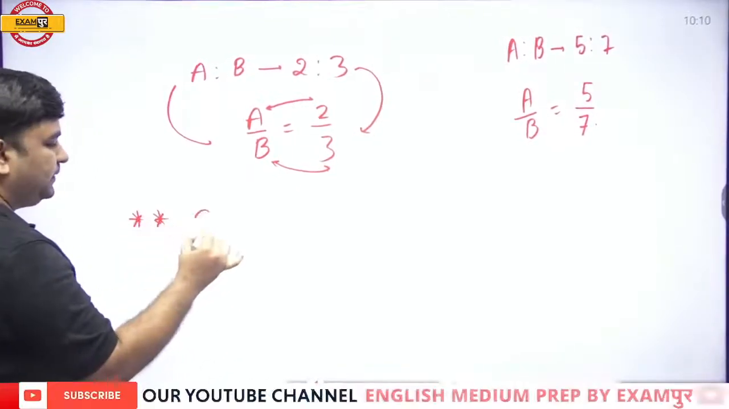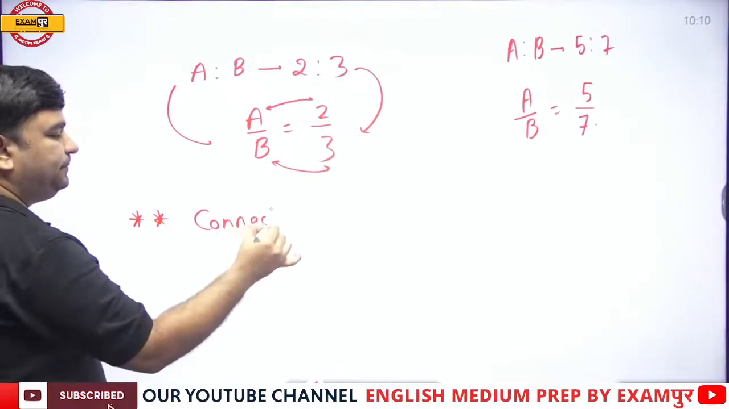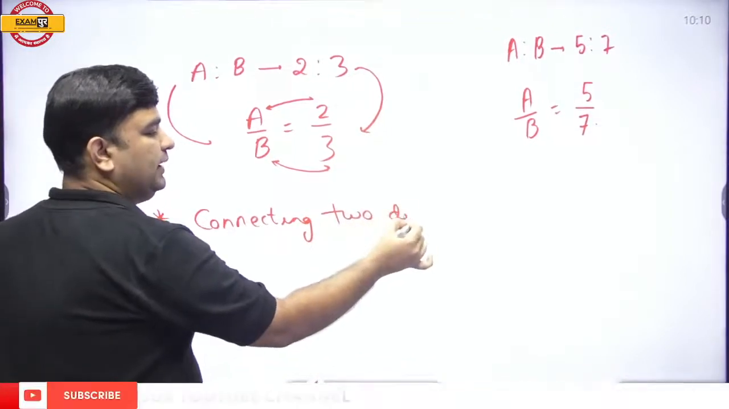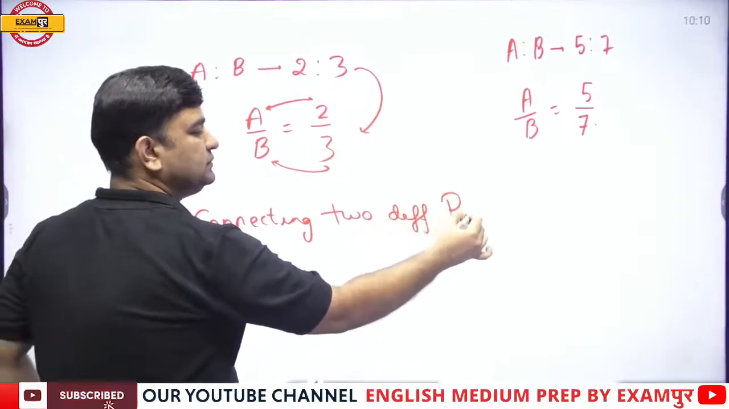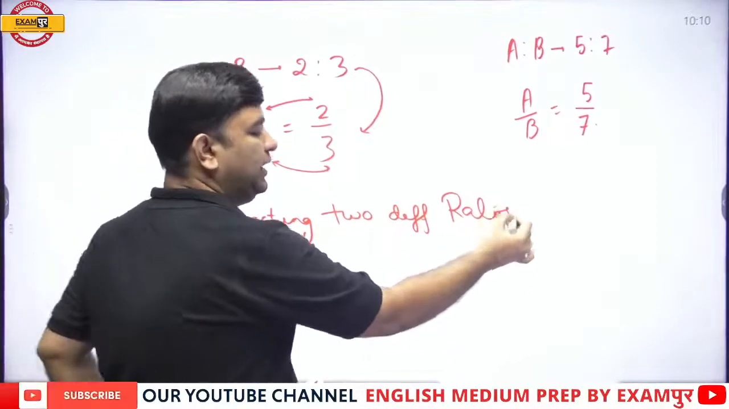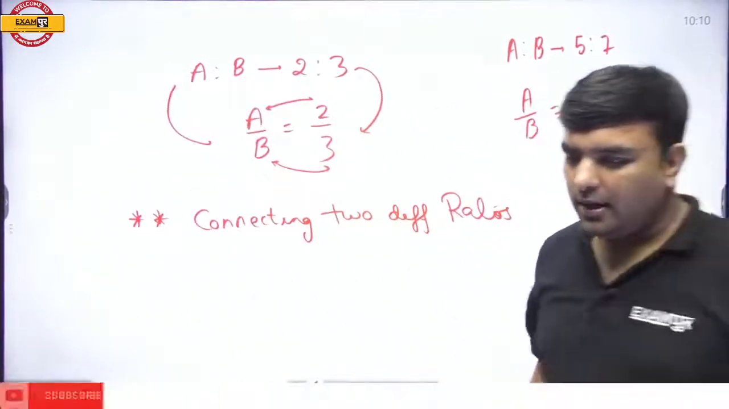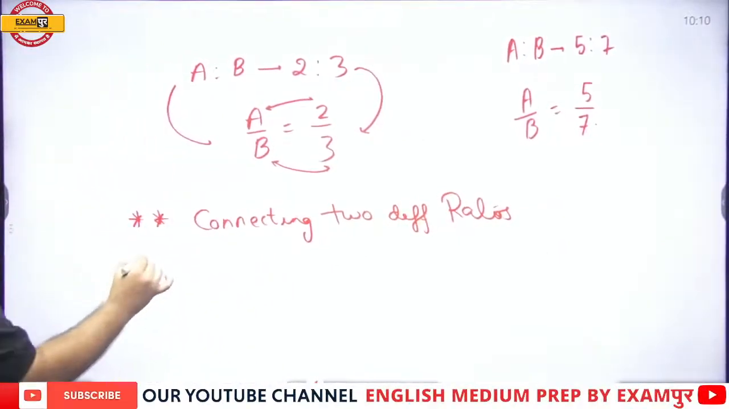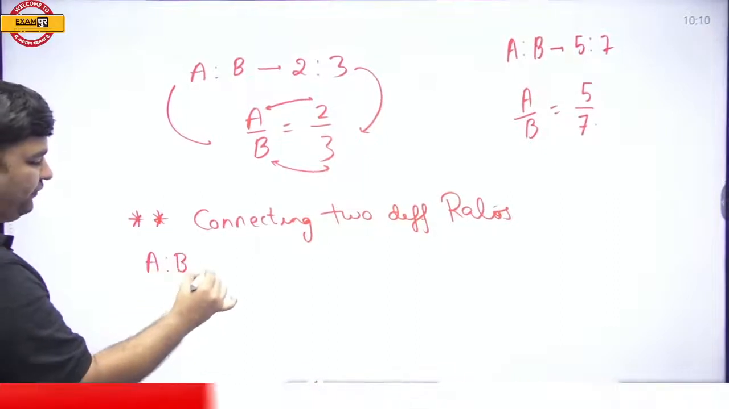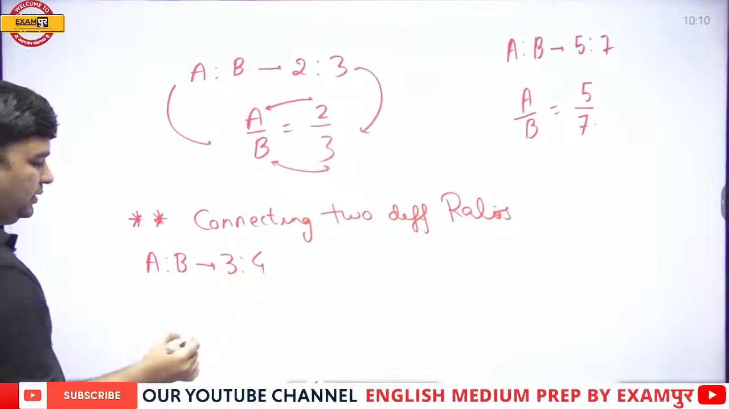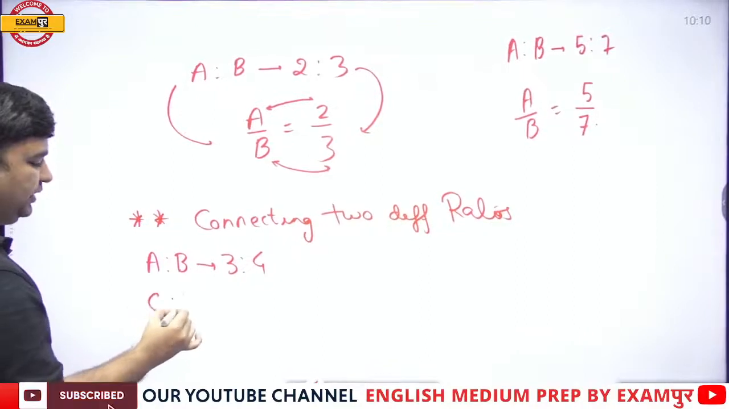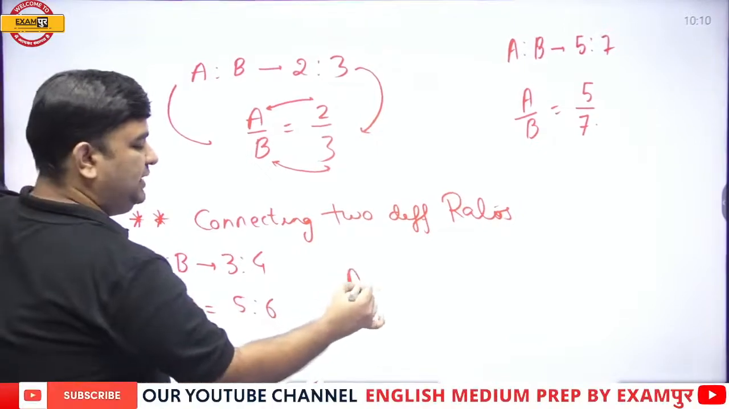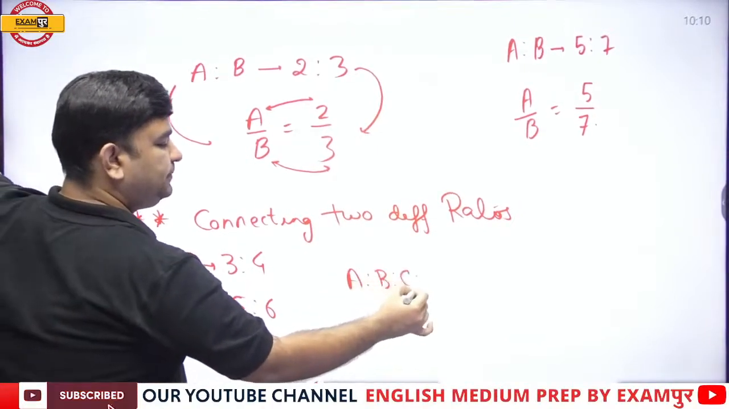Next part: connecting two different ratios. How to connect, guys, two different ratios? Like A:B is 3:4 and C:D is 5:6. What is A:B:C:D?